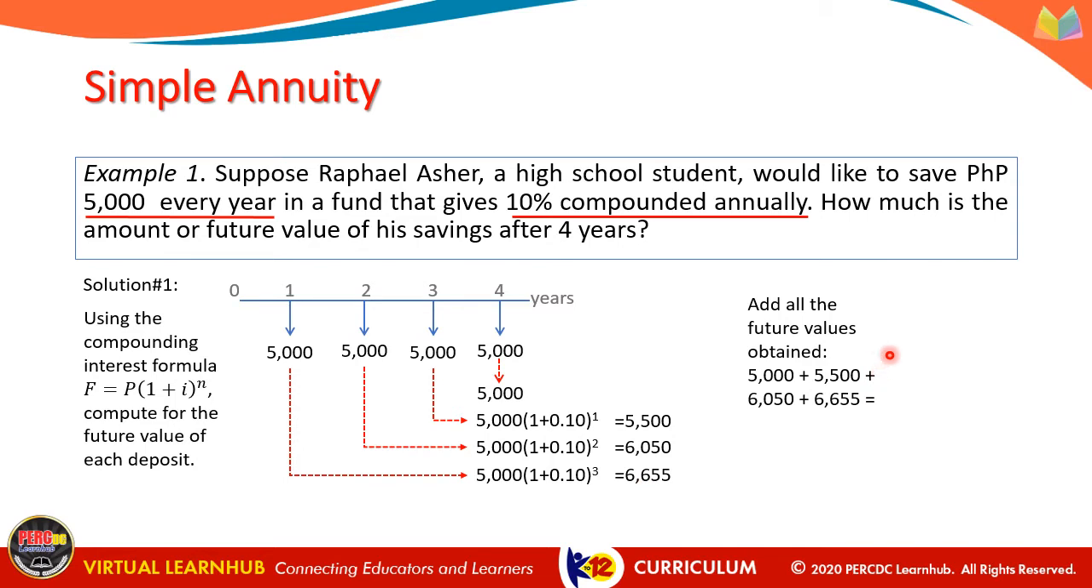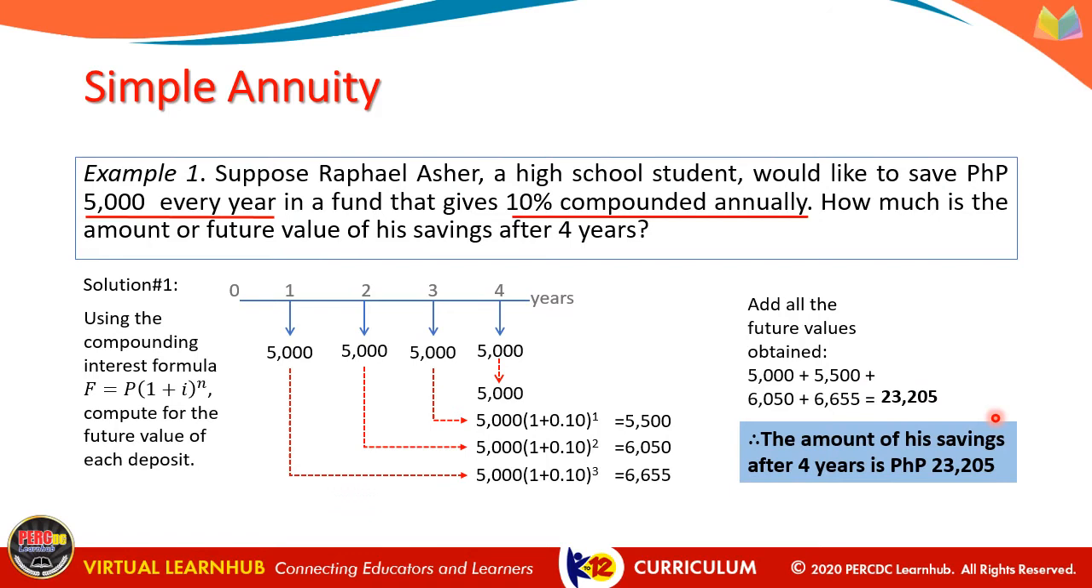Now, let us just add all the values obtained from this step. 5,000 plus 5,500 plus 6,050 plus 6,655, that is equal to 23,205. Therefore, the amount of his savings after 4 years is 23,205.